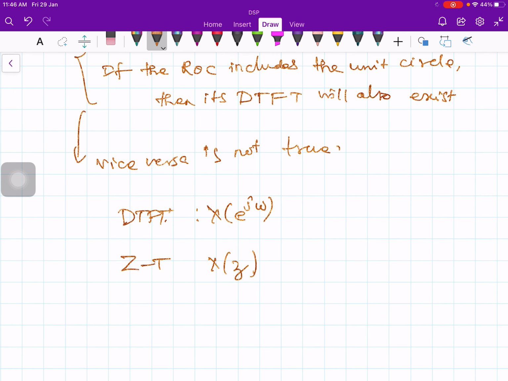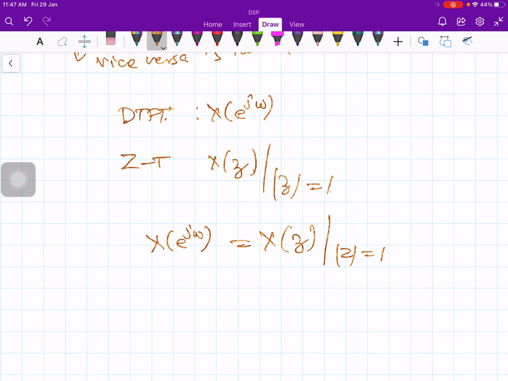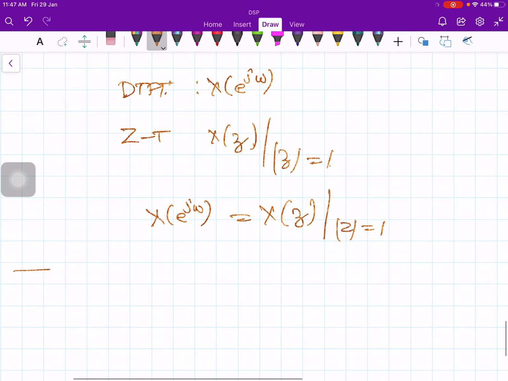With the magnitude of z equals 1. You must add "provided the ROC includes mod of z equal to 1", not simply z equal to 1. So X of e to the j omega is the same as capital X of z, provided mod of z is equal to 1. Okay, so that's all about the introduction of Z transform.